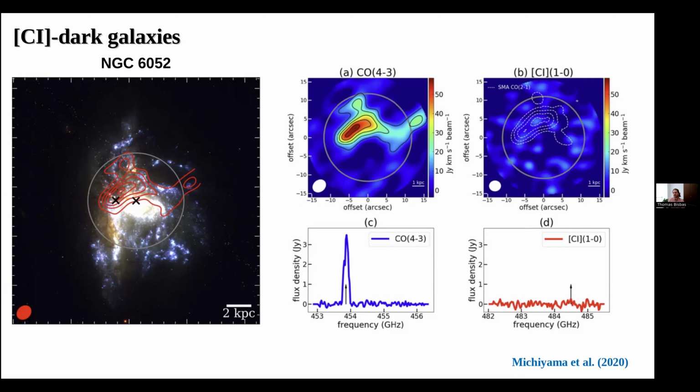And one of the theories that we propose is that in systems like this, we expect to have an alpha enhancement, which means that we have a higher abundance of oxygen due to the higher amount of supernova explosions or massive stars, which leads to type 2 supernovae, which means that we will have an enhancement in oxygen. And that's our explanation of the C1 dark galaxies, that we have a higher abundance of oxygen there.